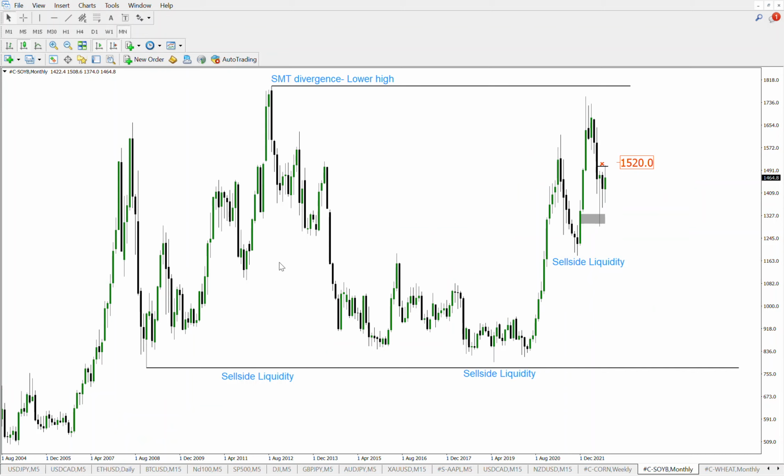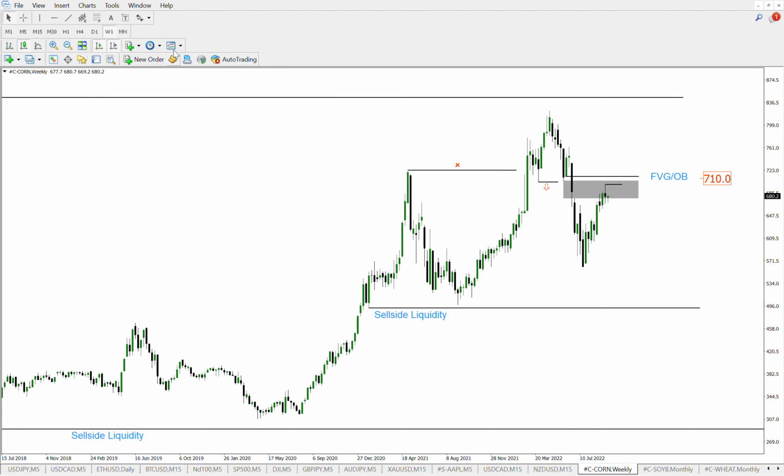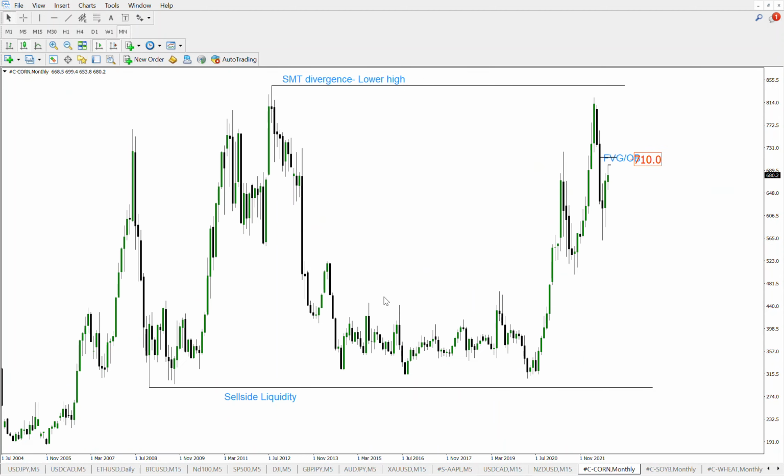If you look at the monthly, we'll go over to corn. Okay, so we can see that, from a conceptual standpoint, if you follow along with ICT, we understand that equal highs and equal lows are going to be the draw on liquidity. The algorithm is going to seek the orders above and below those liquidity pools. And why isn't the draw on the buy side, Ryan? You may be asking, there's equal highs here, right?